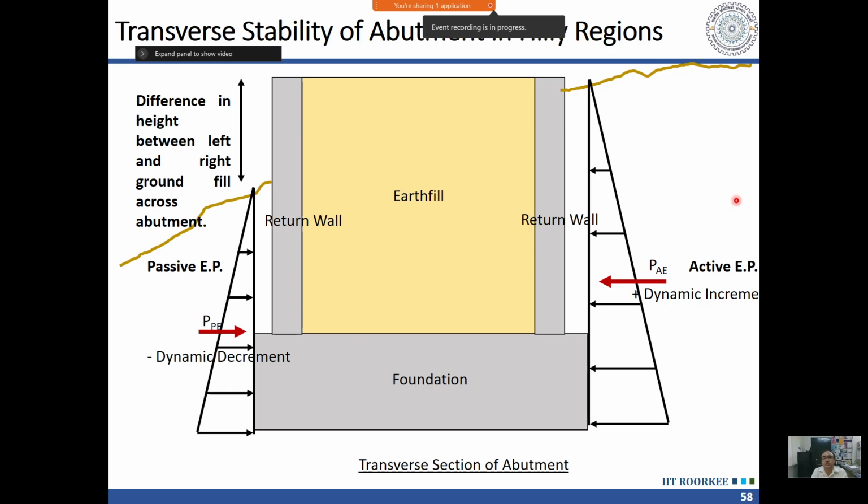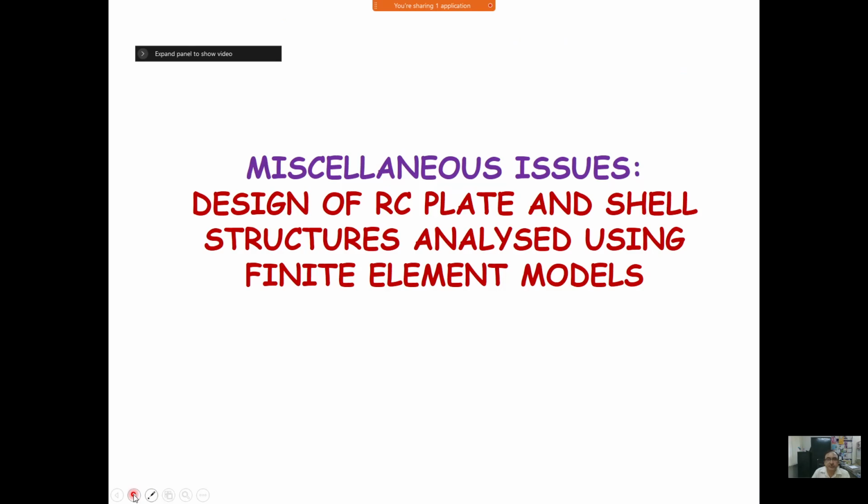So here we need to check the stability of the abutment not only in the longitudinal direction, but in the transverse direction also. And there are other peculiar issues which we have in case of bridge designing in hilly areas regarding the bearing capacity itself. Bearing capacity on a slope is not the same as we obtain on a flat area. So there are other issues also in hilly regions, but this one I wanted to highlight here. Maybe in some other talk we will talk about the specific issues of hilly regions separately.